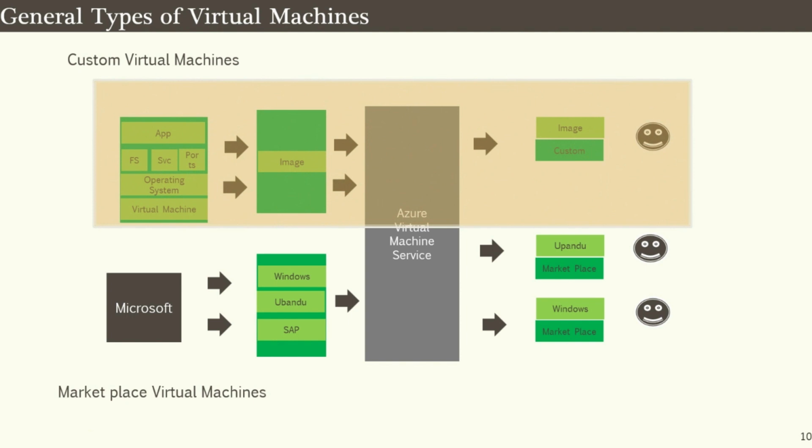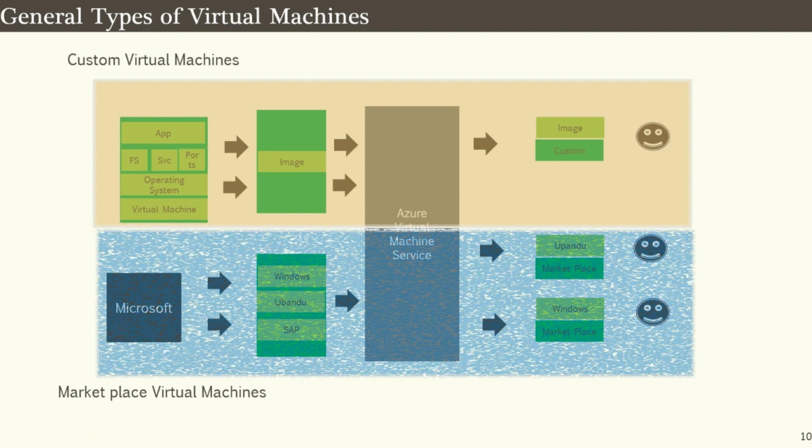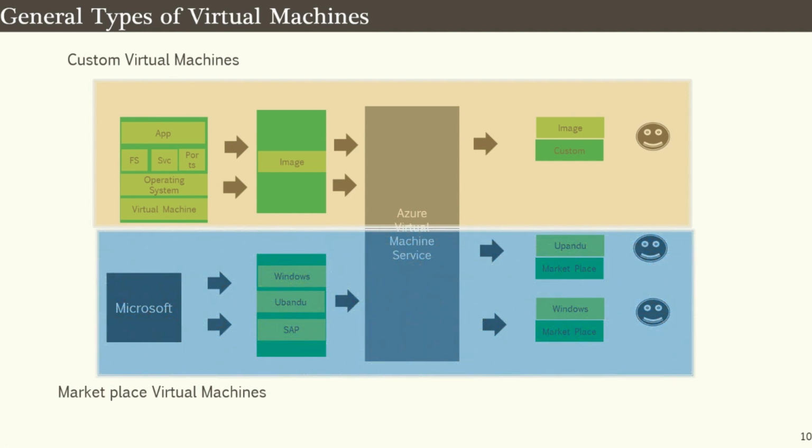The other one is that Microsoft has its own marketplace from where you can choose the templates that provide pre-built virtual machines of various varieties of operating system like Windows, Ubuntu, SAP. And you can use the same Azure Virtual Machine Service to host it into the cloud. Thereby, there are two general types of virtual machine, called custom virtual machines and the marketplace virtual machines available along with Microsoft Azure.